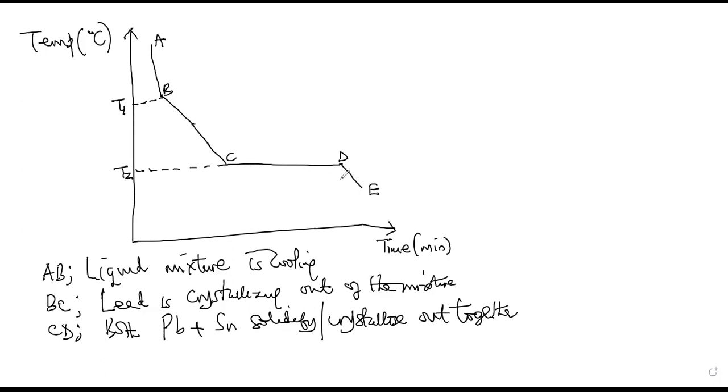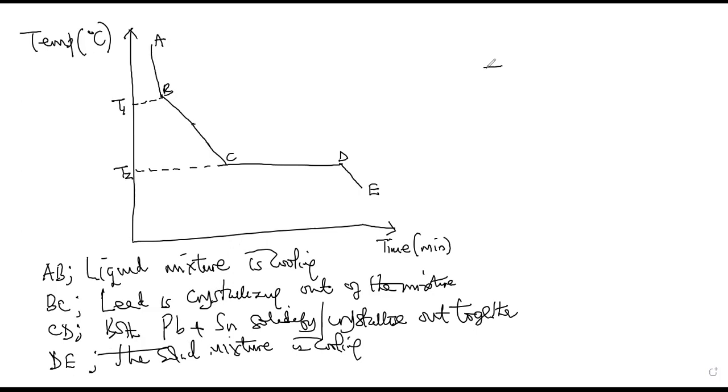Then along DE, now here we already have a solid because the mixture is solidifying. So at CD, we have a solid mixture of tin and lead. But along DE, the solid mixture is still cooling.